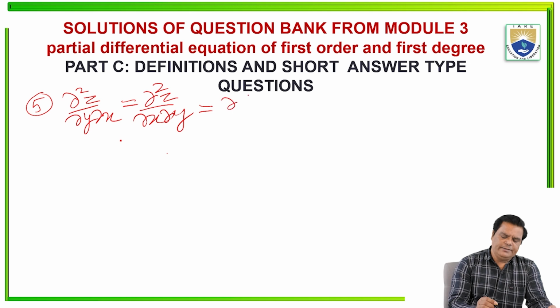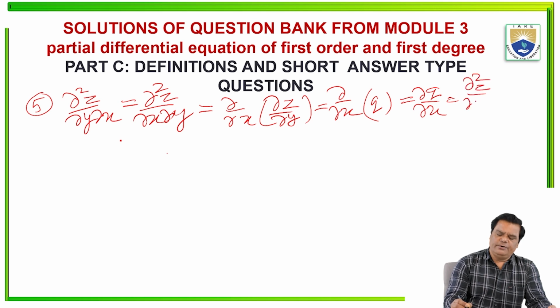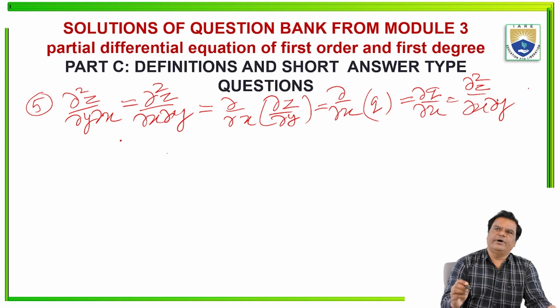Then we can write ∂/∂x of ∂z/∂y. This is q. So ∂/∂x of this q means ∂q/∂x. This result is equal to ∂²z/∂y∂x, that is ∂x ∂y. So this result is equal to s.